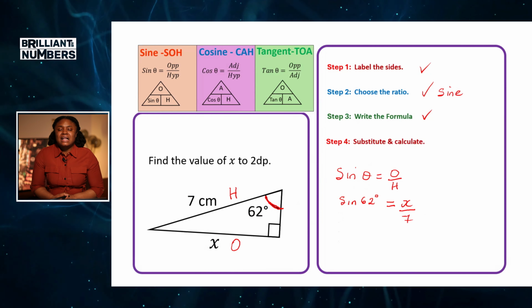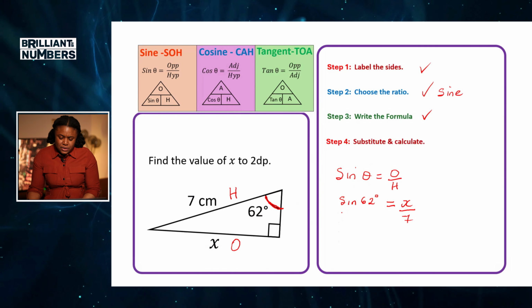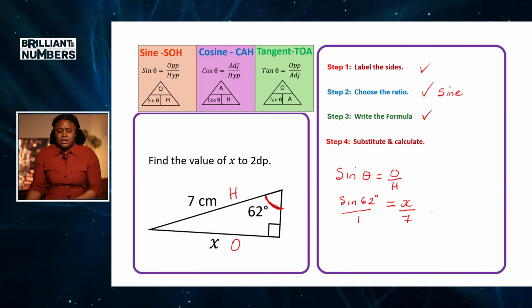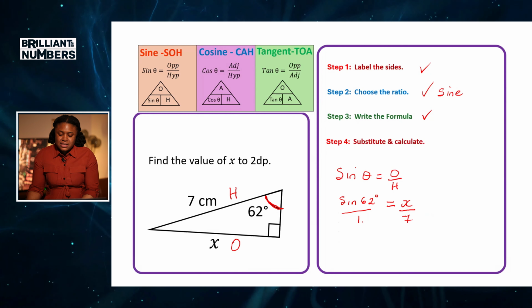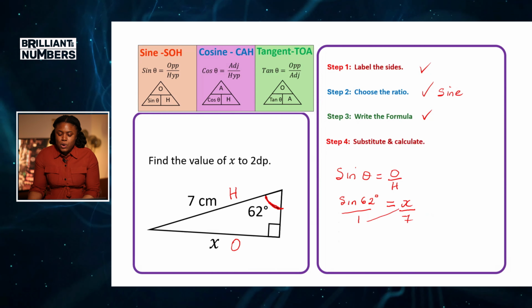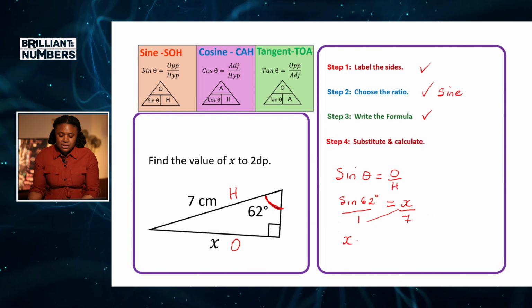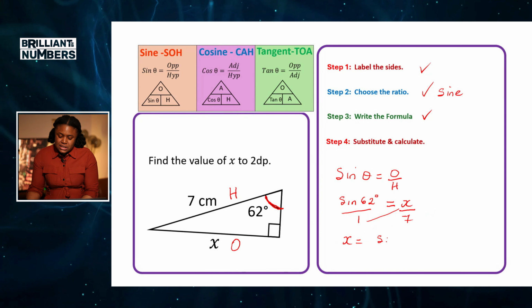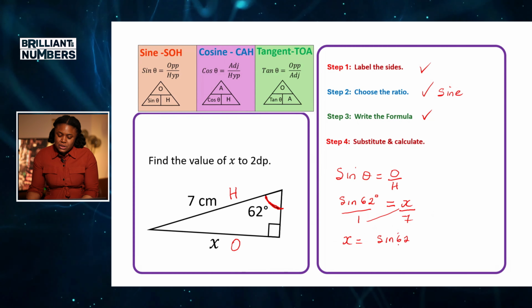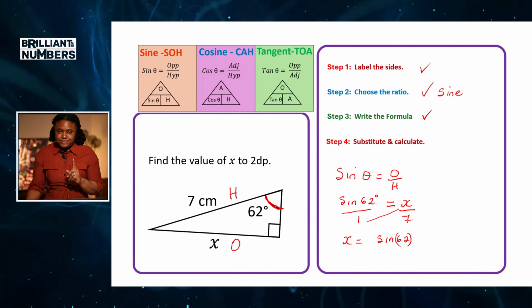Finally, I now need to calculate. So I'm just going to put this over 1 here just to give my denominator for this fraction. Now I can see here, if I multiply 1 times x, that gives me x. So to find what x is, I simply need to do sine 62. I'm going to put my 62 in bracket. It is very important to put that 62 in bracket.